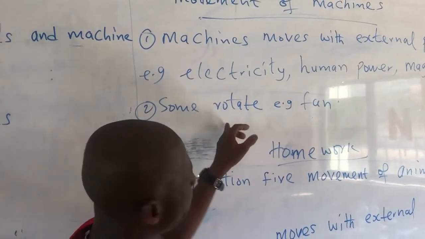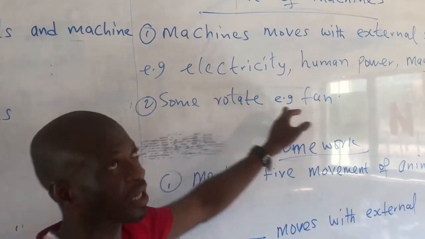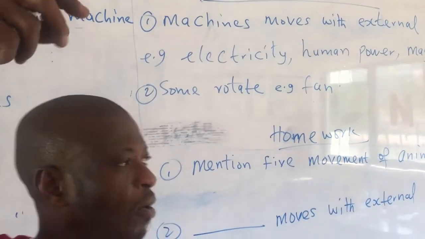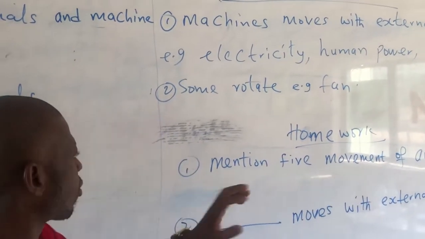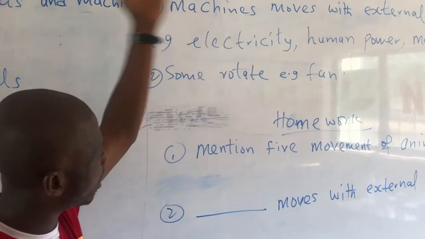Secondly, some machines rotate, e.g. like your fan or a sailboat. You understand me? So all these are some other forms of this.